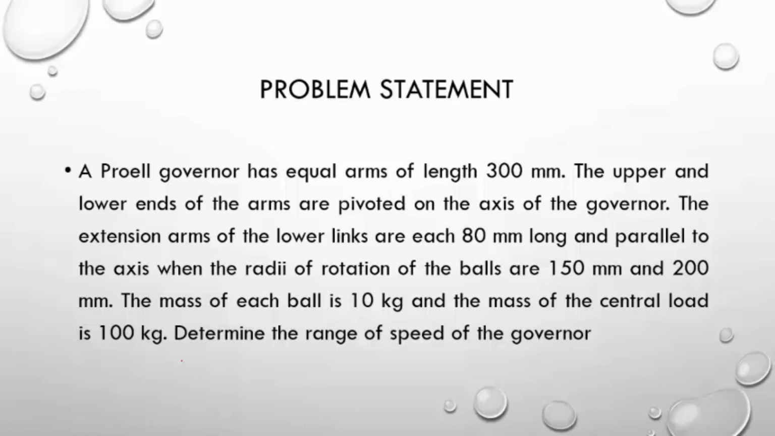The extension arms of the lower links are each 80 mm long and parallel to the axis when the radii of rotation of the balls are 150 mm and 200 mm. The mass of each ball is 10 kg and the mass of the central load is 100 kg. Determine the range of speed of the governor.